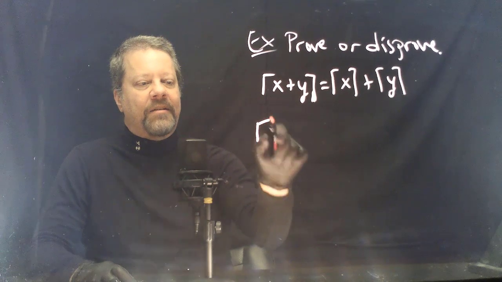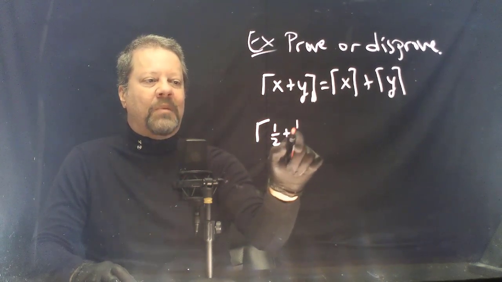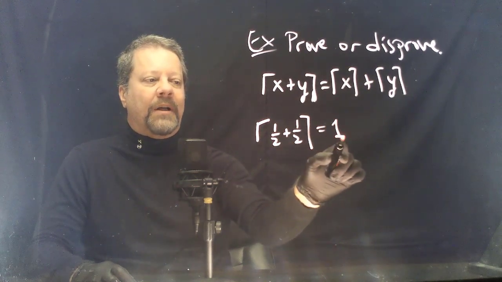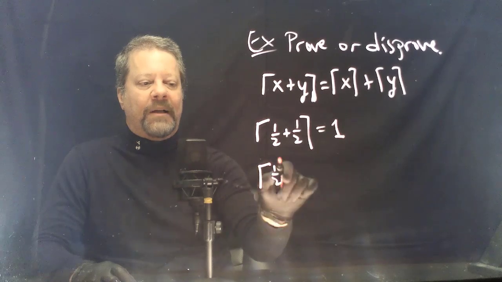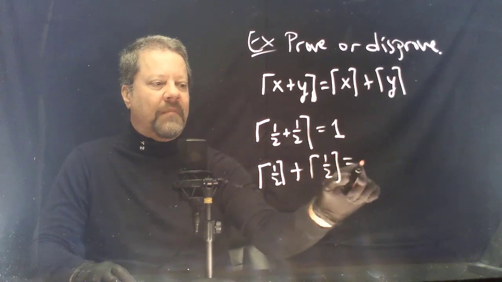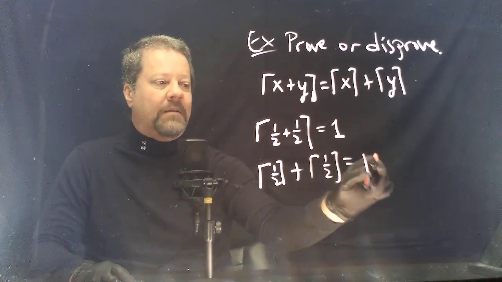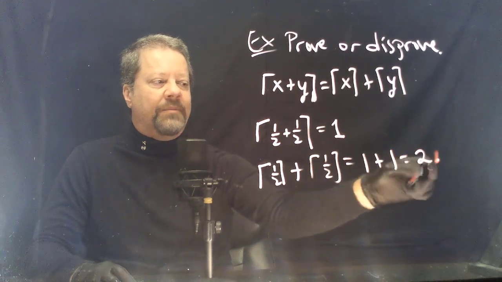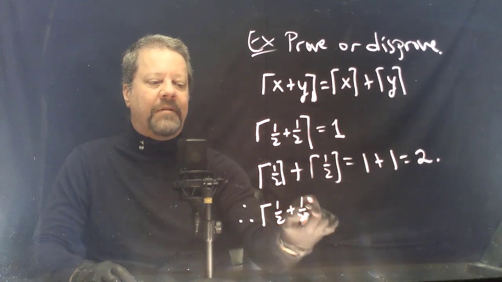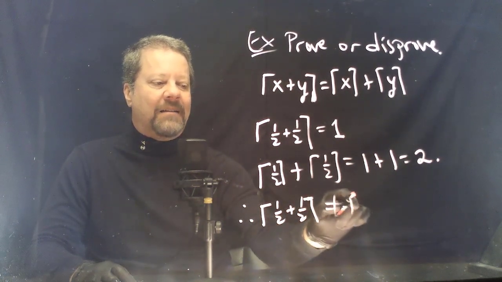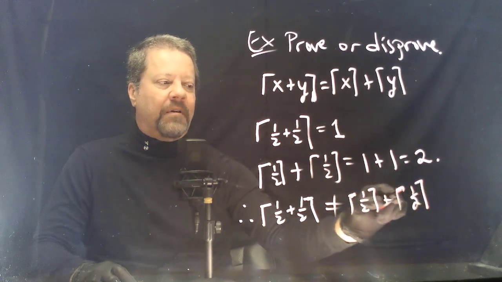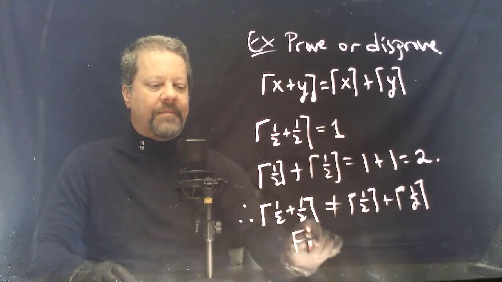So let's look at the ceiling function of 1/2 plus 1/2. 1/2 plus 1/2 is 1. The ceiling function is 1. But if we look at the ceiling function of 1/2 plus the ceiling function of 1/2, the ceiling function of 1/2 is 1, and then 1 plus 1, I get 2. So the ceiling function of 1/2 plus 1/2 is not the ceiling function of 1/2 plus the ceiling function of 1/2. And so it's false.